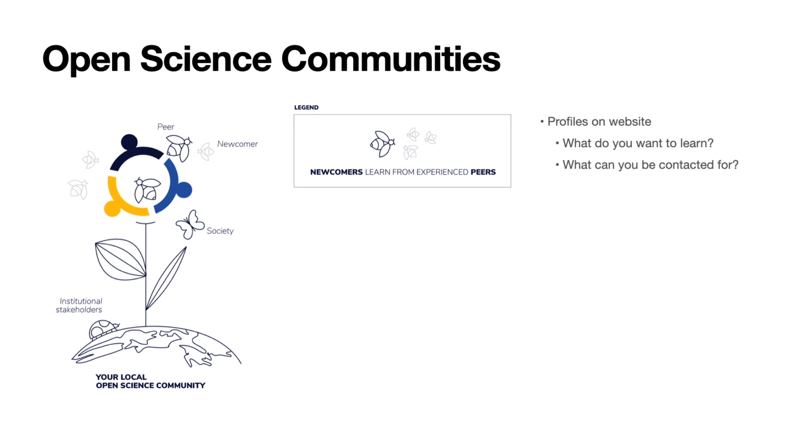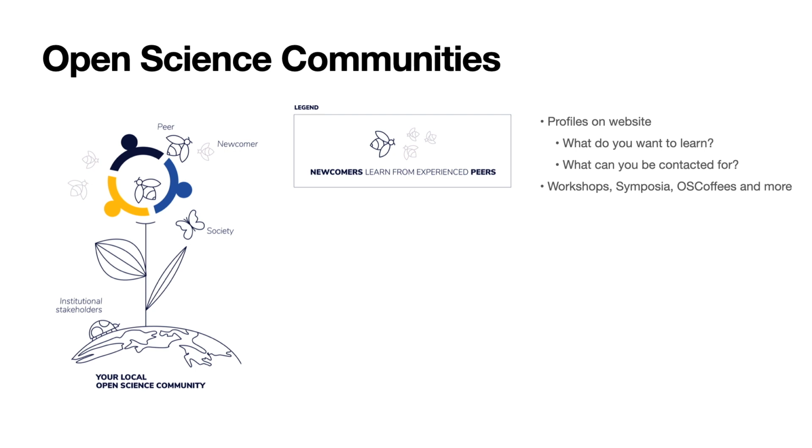So we do this, for example, by members of the open science communities getting a profile on the website of the respective community, and there they indicate what they want to learn regarding open science, and also what kind of expertise they already have and which they can be contacted for. We also organize workshops, symposia, and since the corona outbreak, we also have online open science coffee hours. We have a newsletter, blogs, podcasts, all means to stimulate interactions within the community.